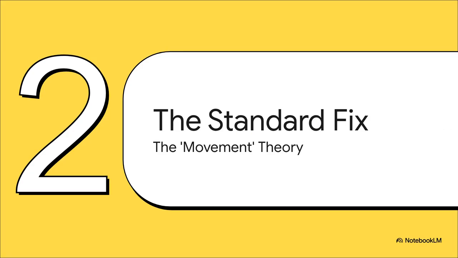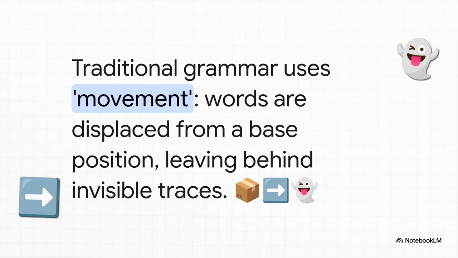So how have linguists usually tried to fix this? Well, the most popular approach for a long time has involved an idea called movement. Okay, so the basic idea here is that words like which violin don't actually start at the beginning of the sentence. No, they start somewhere else, like maybe right after the word upon, and then they get moved or displaced all the way to the front. It's like the grammar has to do this complex shuffle, moving pieces all over the board and leaving behind these little invisible traces of where they used to be.